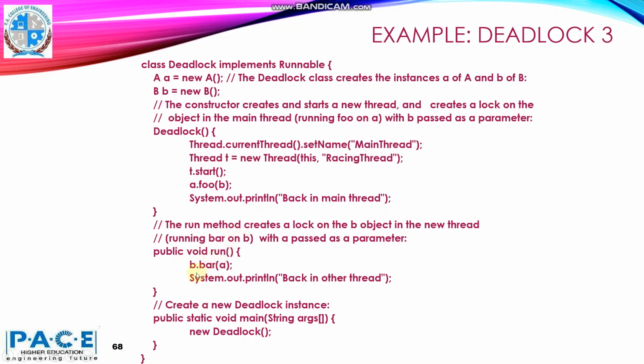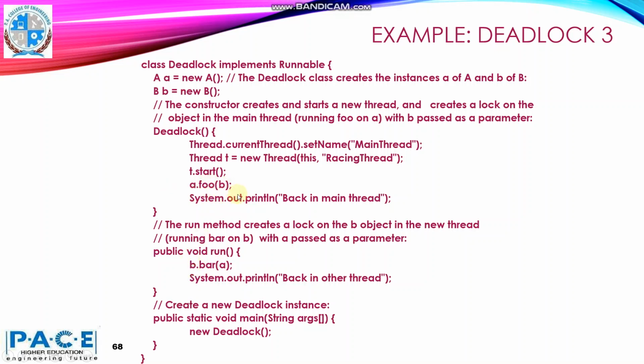In the run method, the object B's bar method is called, and it takes as a parameter the object of class A. So when the racing thread invokes B dot bar, it acquires the monitor on B. Then the main thread, after starting the racing thread, calls the method foo on object A. So now both the threads are running. The main thread entered A dot foo and acquired the monitor of A, and the racing thread entered B dot bar and acquired the monitor of B.